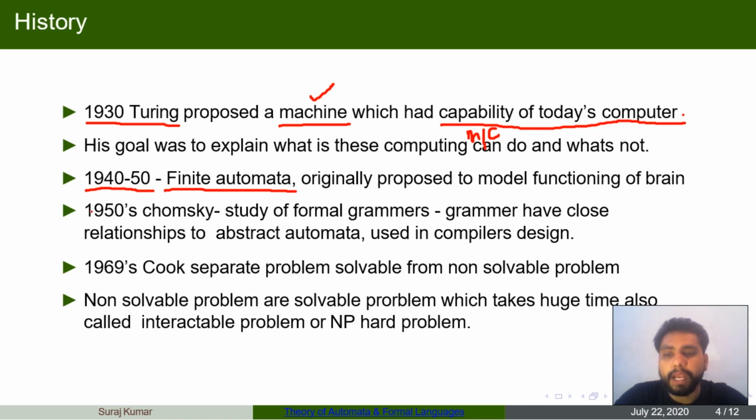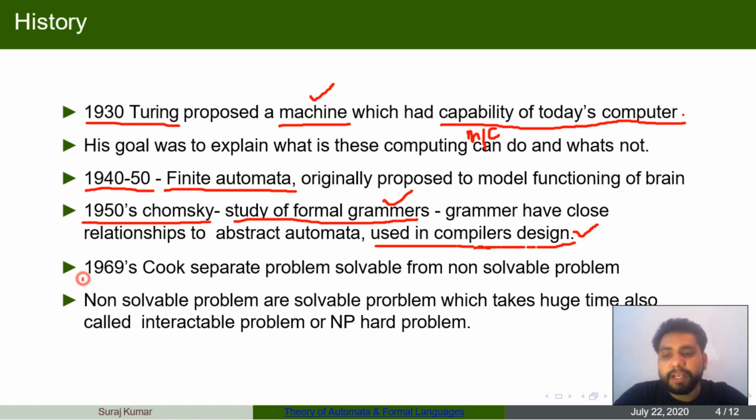In 1950 there was a scientist called Chomsky, and he studied formal grammars. Basically, grammar has a close relationship to abstract automata. You can relate the grammar with the language and then the language to the automata. Language is basically the input to the automata, and you can use things like grammar in compiler design. For example, if you want to design the C compiler, the Python compiler, or the Java compiler, you can use these formal languages in the study of compiler design.